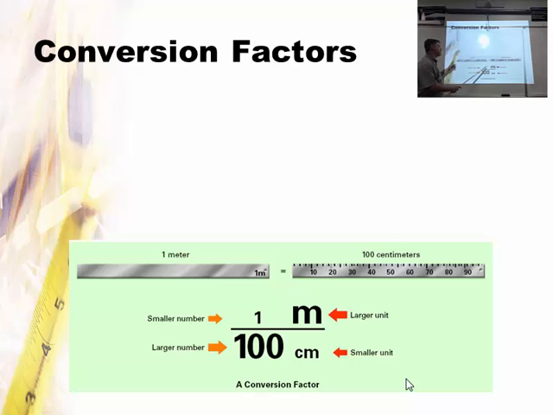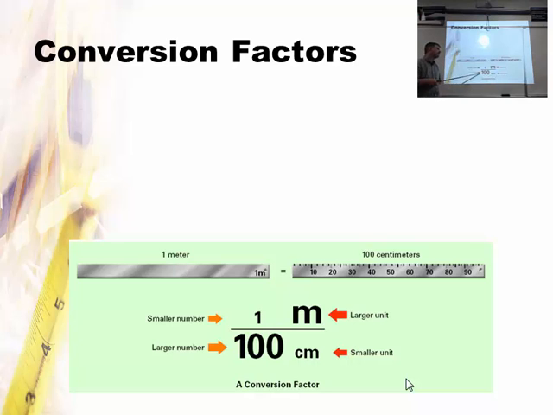So it comes down to this. If you have 1 meter and you're going to say it's the same thing as 100 centimeters, I want to draw attention to this by the things that are large and small in the fraction that I made. The larger unit goes with the smaller number, always. And the larger number goes with the smaller unit, always.